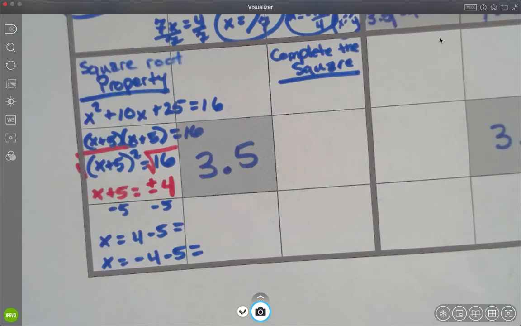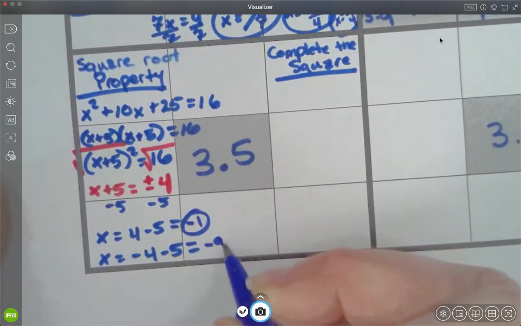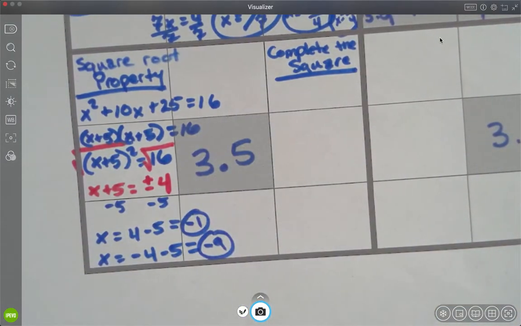Okay? So, 4 minus 5, what's that? Negative 1 is one of the answers, right? What's the other one? Negative 9. Negative 9. Okay? All right, so we'll do a completing the square where it doesn't come out nicely.